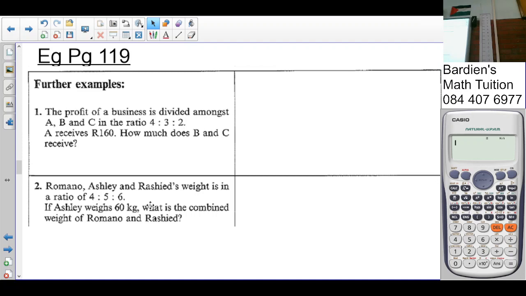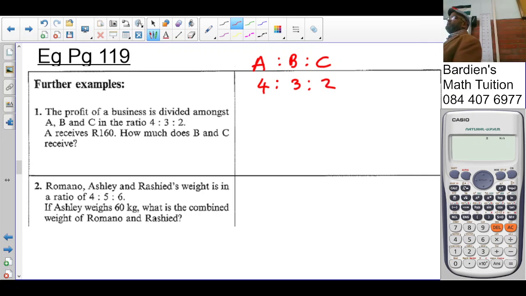The profit of a business is divided amongst A, B and C. So we must start by saying A is to B is to C. That's where I start. What do I write thereafter? 4 is to 3 is to 2. A receives 160 rand. Is that the total? No, it's only what A receives. That's 160 rand.